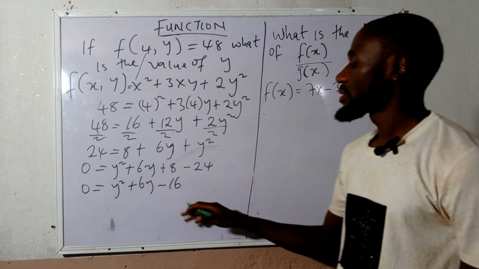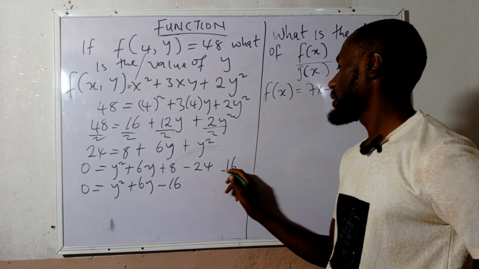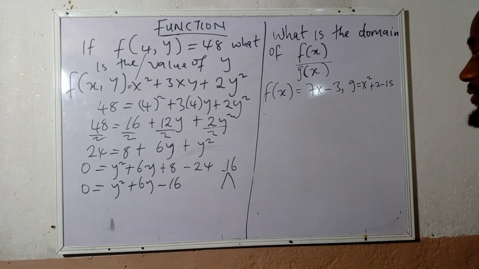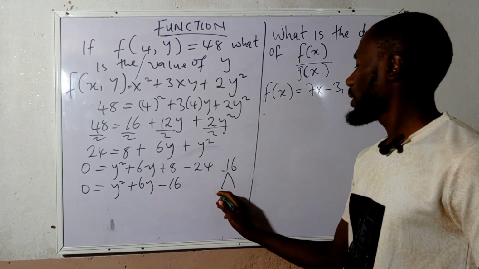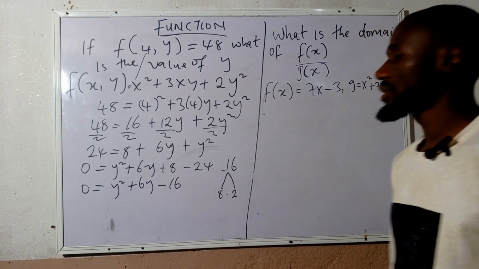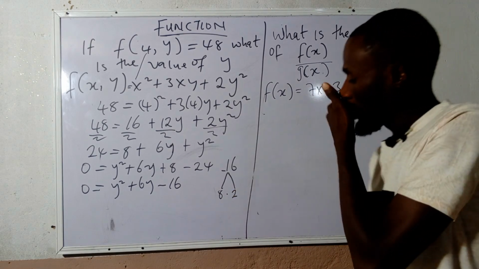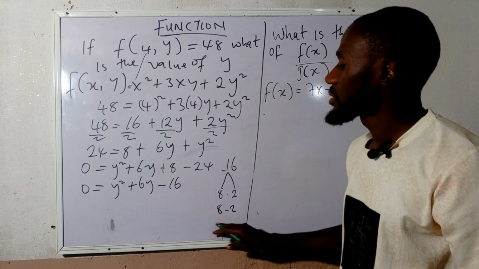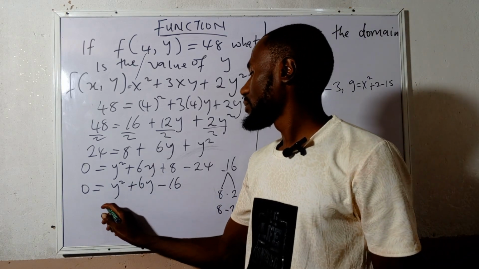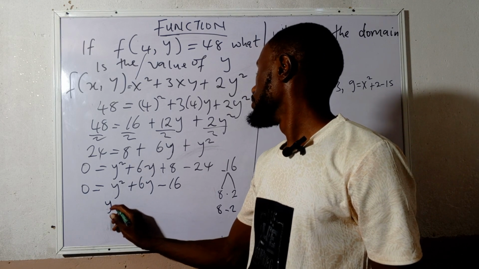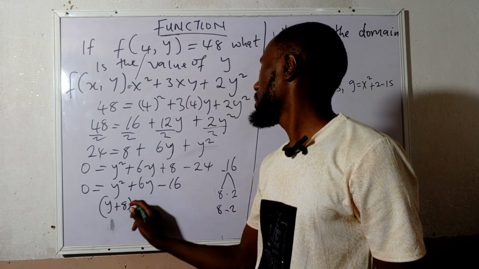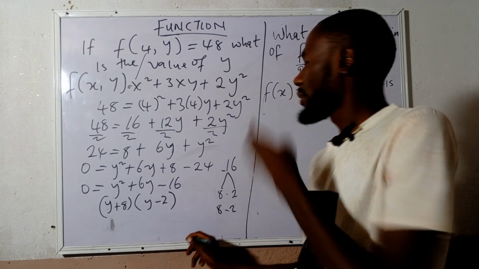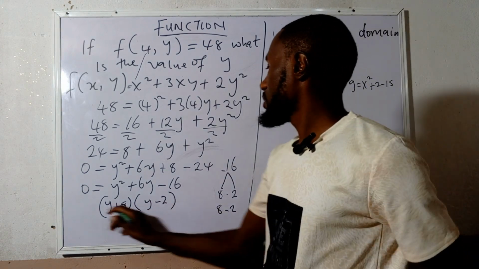Let's solve the quadratic equation by finding two numbers. If you multiply, you get minus 16. What are the numbers that if you multiply, you get minus 16? We have 8 times 2 to get 16. That is 8 minus 2, we get 6. Therefore, we are going to replace this with either y plus 8 or y minus 2 is equal to 0.